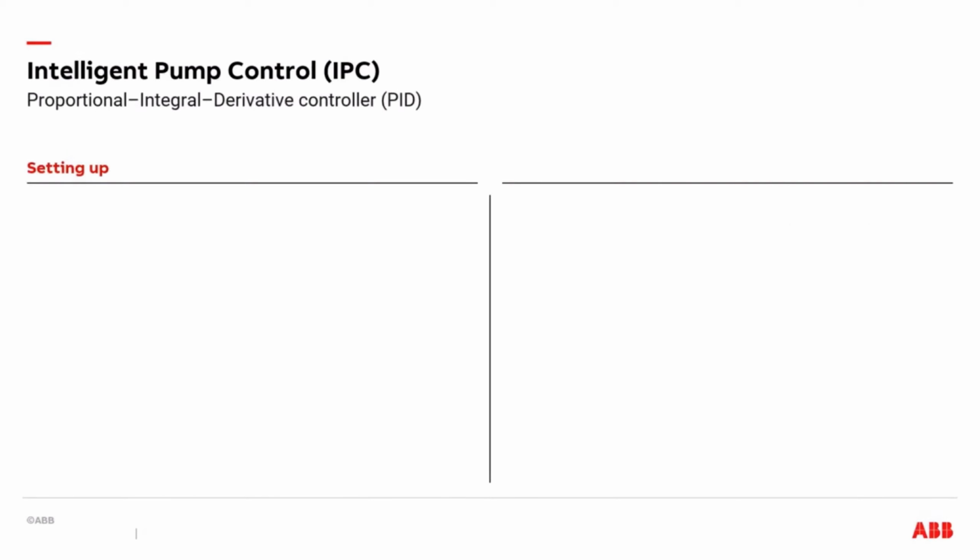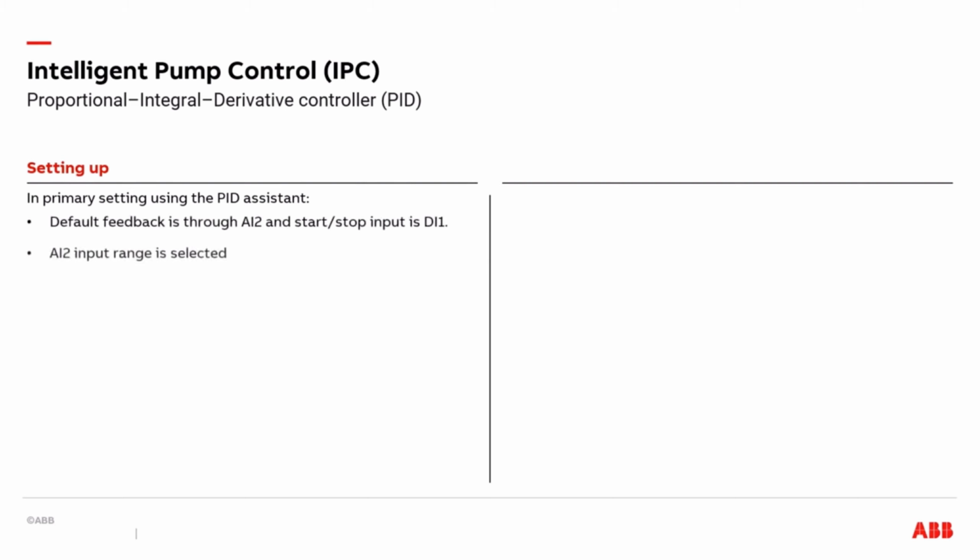Let's look at the proportional integral derivative controller, otherwise known as a PID loop. For setting it up, in primary settings, use the PID assistant. Default feedback is through AI2 and start-stop is through DI1. AI2 input range is selected. Units displayed and input ranges are entered.